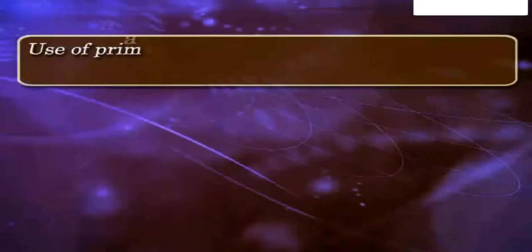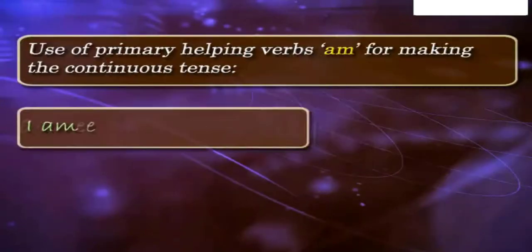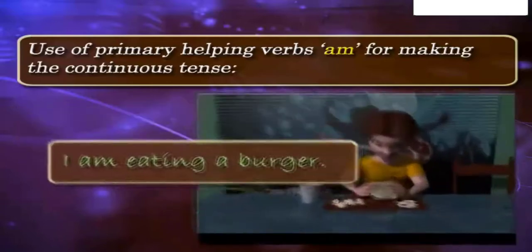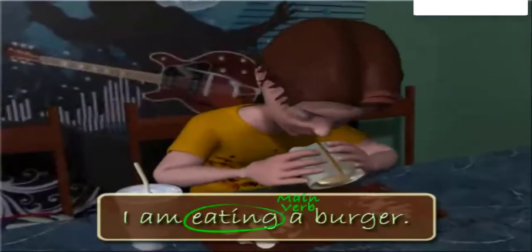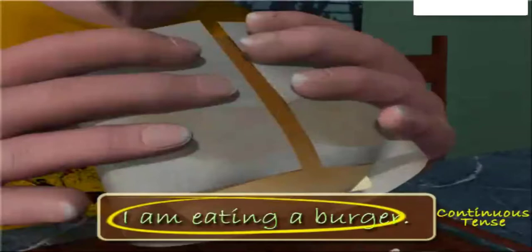In this module, we will learn the use of primary helping verb am for making the continuous tense. 1. I am eating a burger. Here, am is helping the main verb eating and is making the above sentence continuous tense.